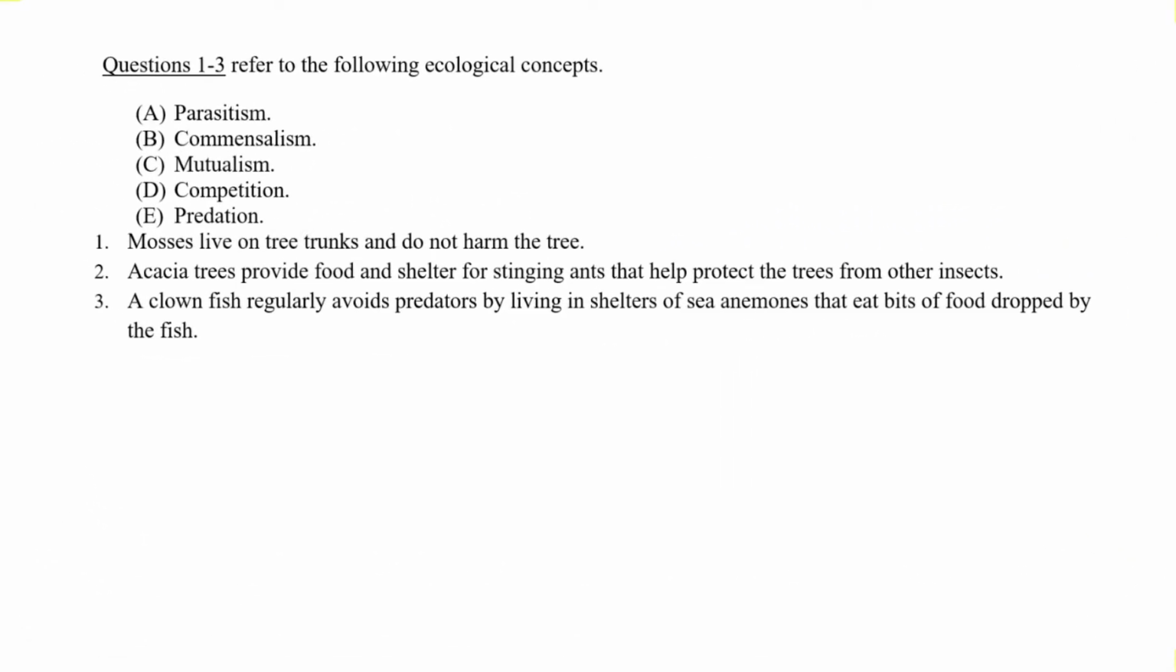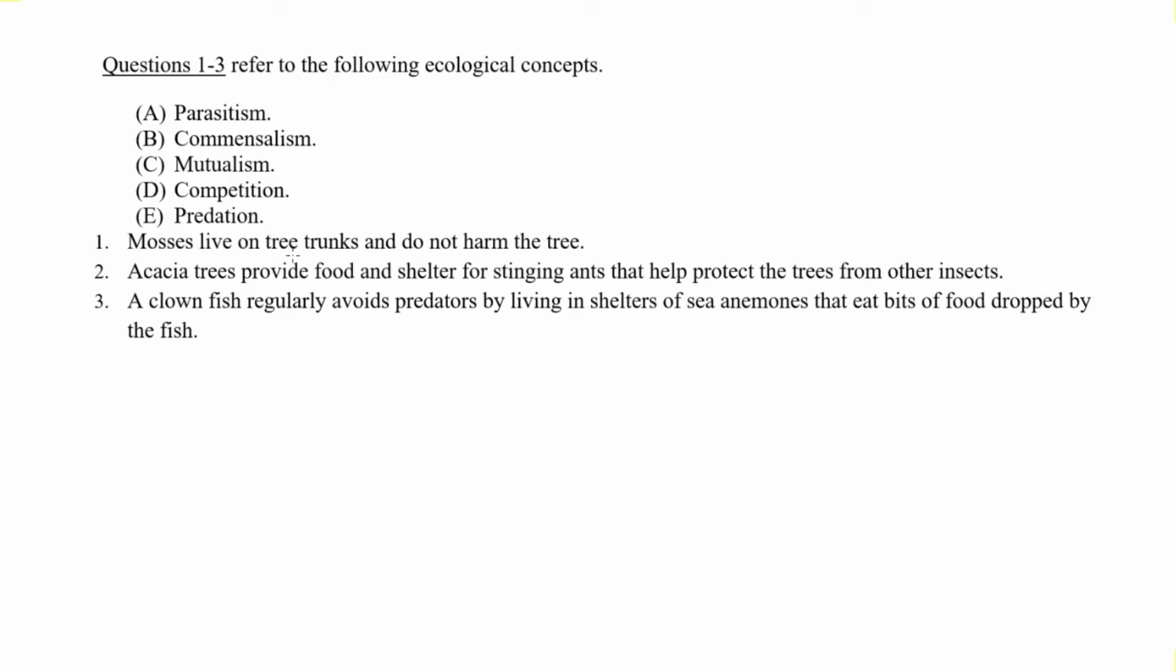Hi my friends, in this episode I'm trying to put you on the right track in answering some real SAT biology questions. Let's start with test number one. Here in front of you, you have a list of choices and then the questions after them. The first choices are parasitism, commensalism, mutualism, competition, and predation.